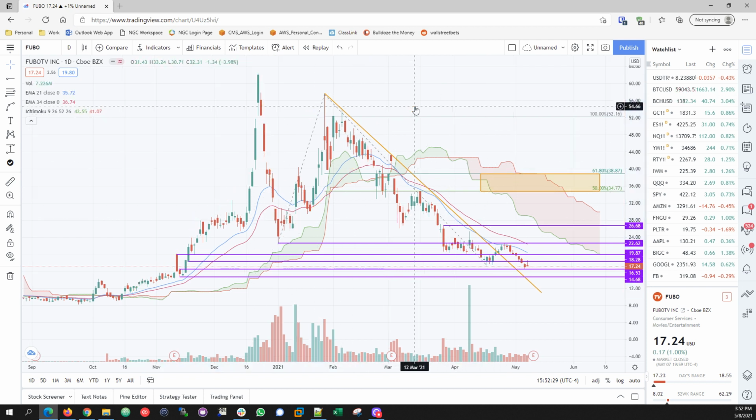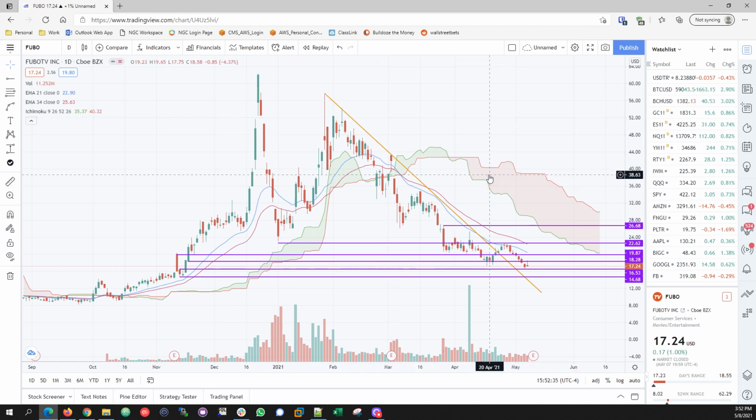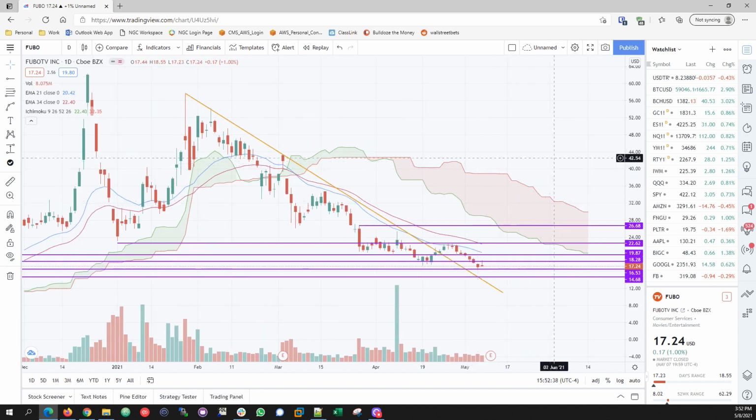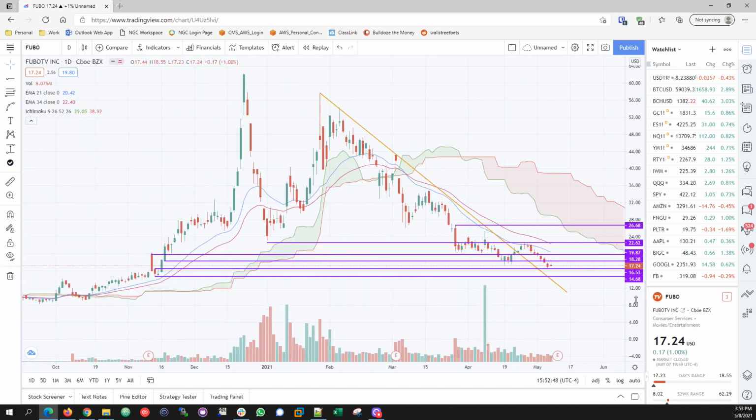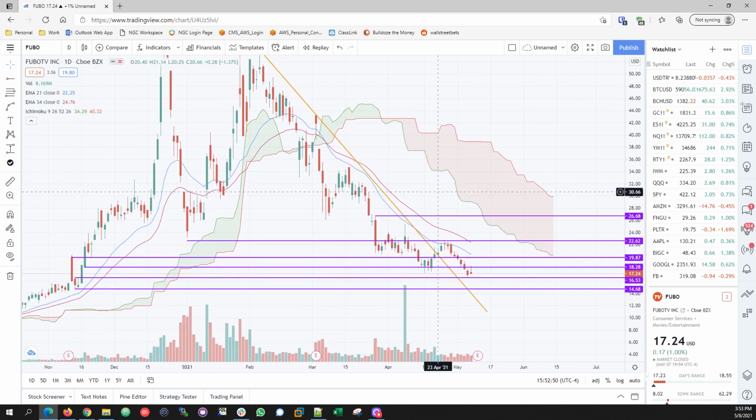Let's delete all this because they just didn't work out. So when technicals don't work out, we're just gonna have to delete it to save some space on the chart. Okay. And the earnings could be anybody's guess. So if you're playing with margin, just be careful.